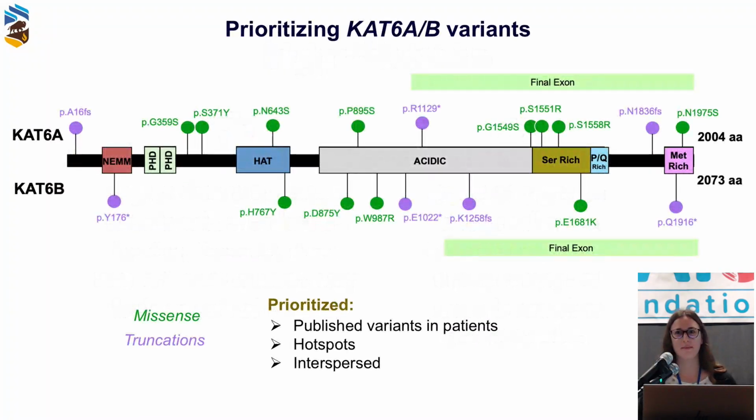So this is just a diagram of the 19 variants that we are testing in our fruit flies. We have 11 KAT6A genetic changes and 8 KAT6B genetic changes, and it's a range of missense and truncating variants. They are spread out throughout the gene, so we can get a good picture of what's going on. And then we also made sure to pick hotspots. So these are genetic changes with multiple patients identified, and all of these variants are published in the literature, so we have a little bit of clinical background on each of the patients here.